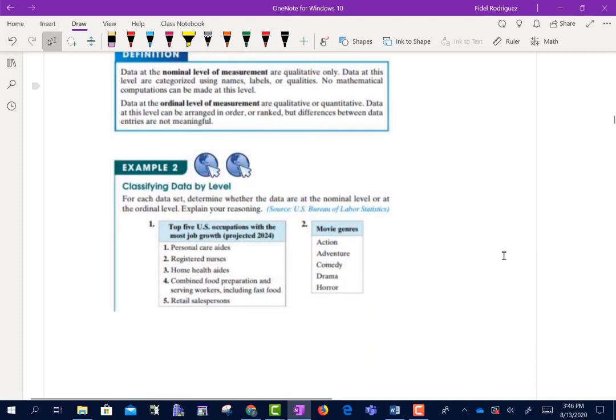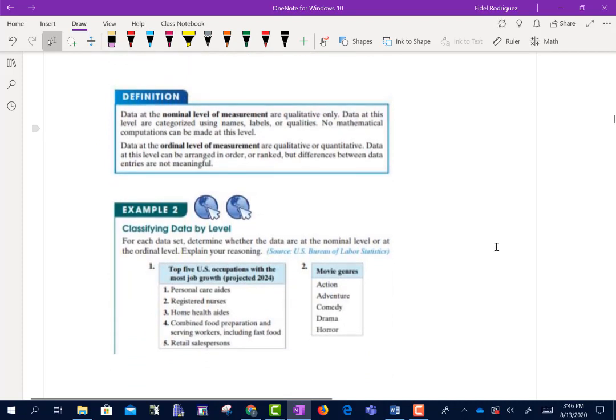Now, we have something called nominal level of measurement. Look what it says about nominal level. Nominal are qualitative, right? So nominal level of measurement is going to be qualitative. It says data at this level are organized using names, labels, or qualities. No mathematical computations can be made at this level. And then we have ordinal level. Ordinal level can be qualitative or it can actually be quantitative, okay? Data at this level can be arranged in order or ranked, but differences are not meaningful, okay?